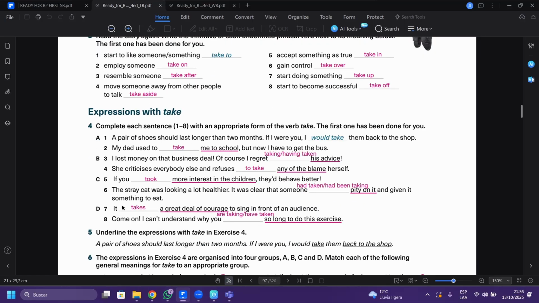She criticizes everybody else and refuses to take any of the blame. It's a collocation. We always say take the blame. Take the blame, aceptar la culpa, take the blame. Or take any blame. Okay. Number 4. If you took, just like that. It's the second conditional. If you took more interest in the children, they behaved better. Number 6. It was, had taken or had been taking pity on it.